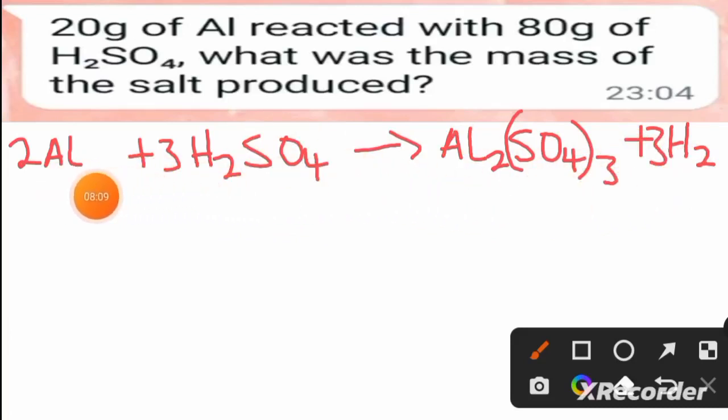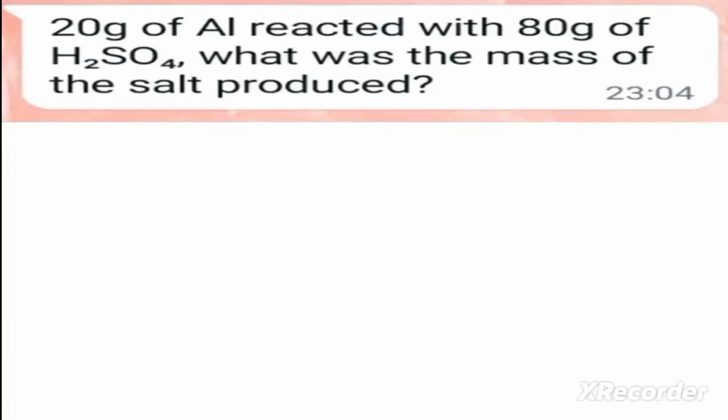The whole essence of balancing the chemical equation is that we want to make use of the molar ratio. The molar ratio is the one that will help us to find the moles. You are free to pause the video and write this equation somewhere. I'm going to remove this equation so that I can create enough space. Okay, so we have aluminium.